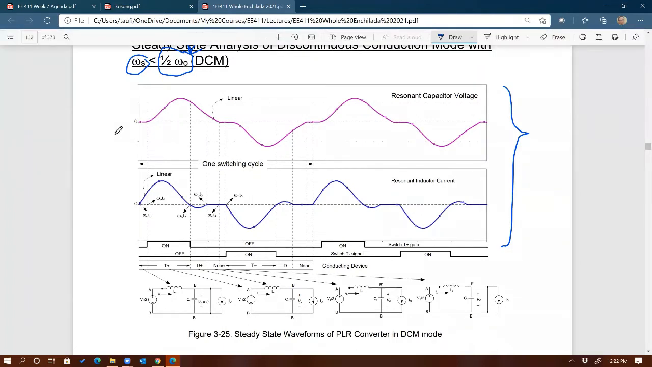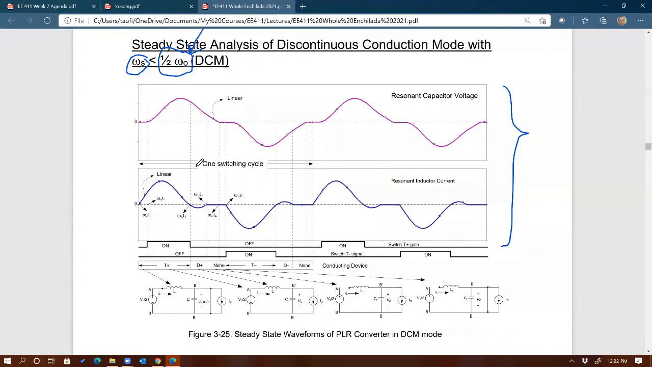The same thing here, but the difference, oh man, I forgot to connect my tablet right here. Let me do that first.